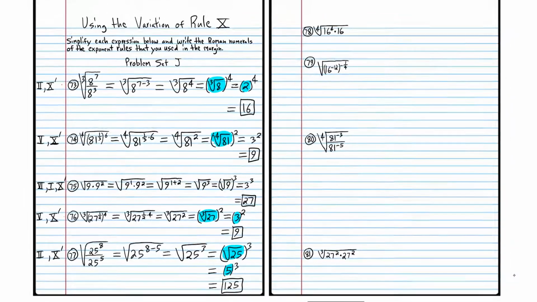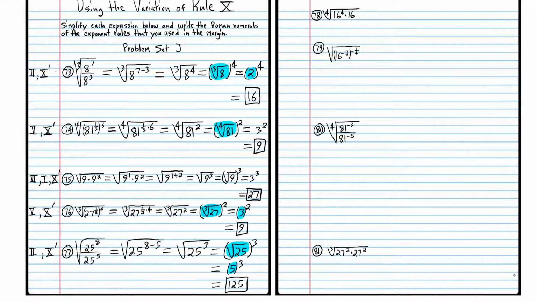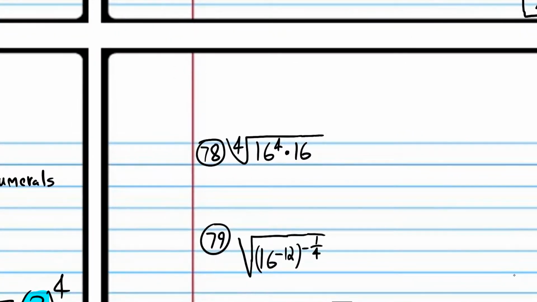I want you to try number 78, and when you come back, we'll do it together. All right, we're back. So we're going to use rule number 6. We're going to change that.